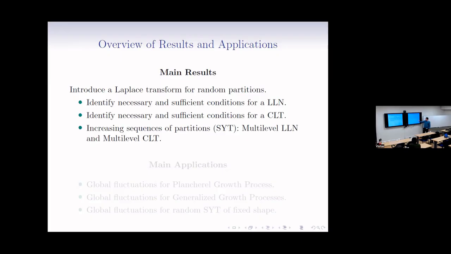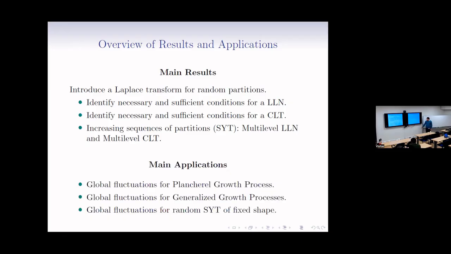a central limit theorem. And more interestingly, you have a way to characterize a multi-level central limit theorem, a multi-level law of large numbers. By multi-level here, I mean for increasing sequences of partitions. So not just for one random partition, but now you have a coupling between multiple partitions, and then you obtain some kind of limiting shape for that. And then you have applications with these results.